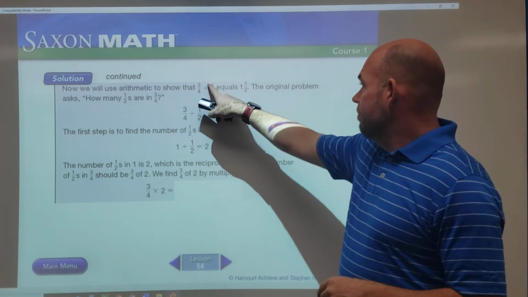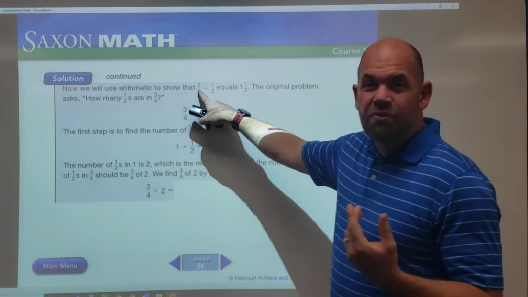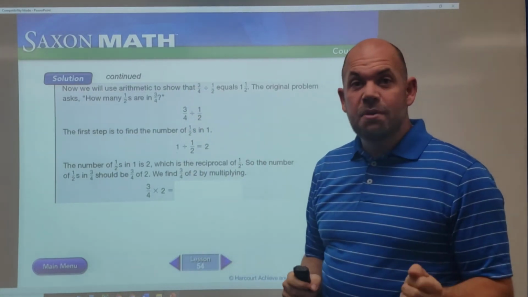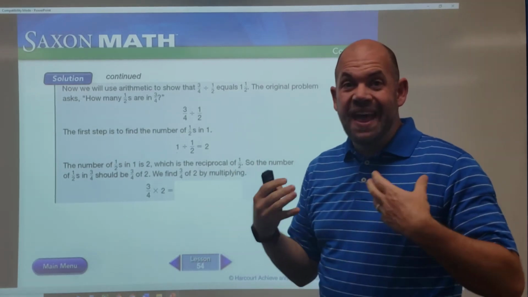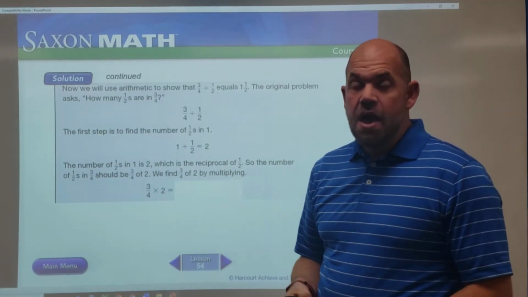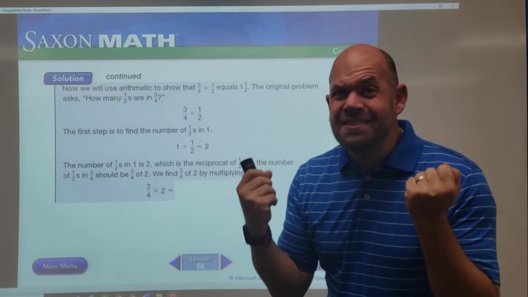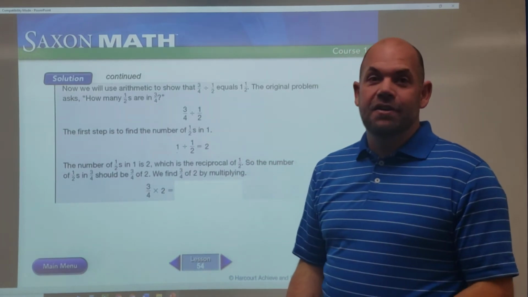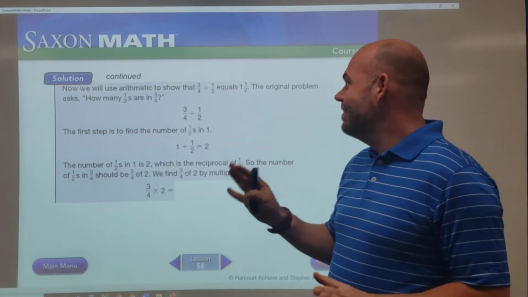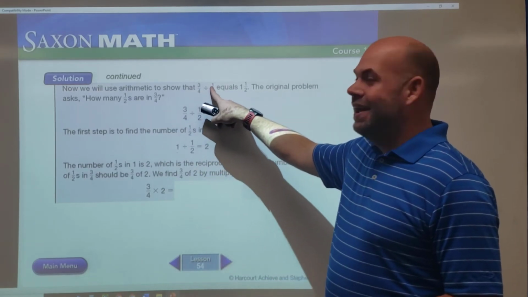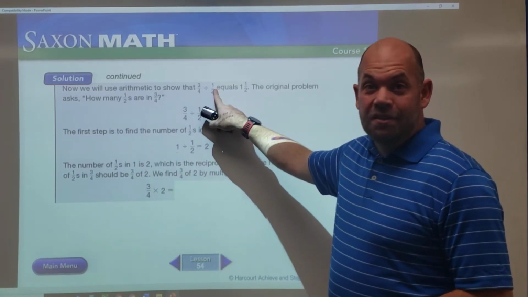So 3/4 divided by 1/2, anytime you divide by a fraction, it's the same as multiplying by the reciprocal. That is the concept of this lesson. Once you can remember that, this is going to be so much easier, but until then you're just going to miss them all. So this is what you have to remember. Anytime you're dividing by a fraction, multiply it by the reciprocal.